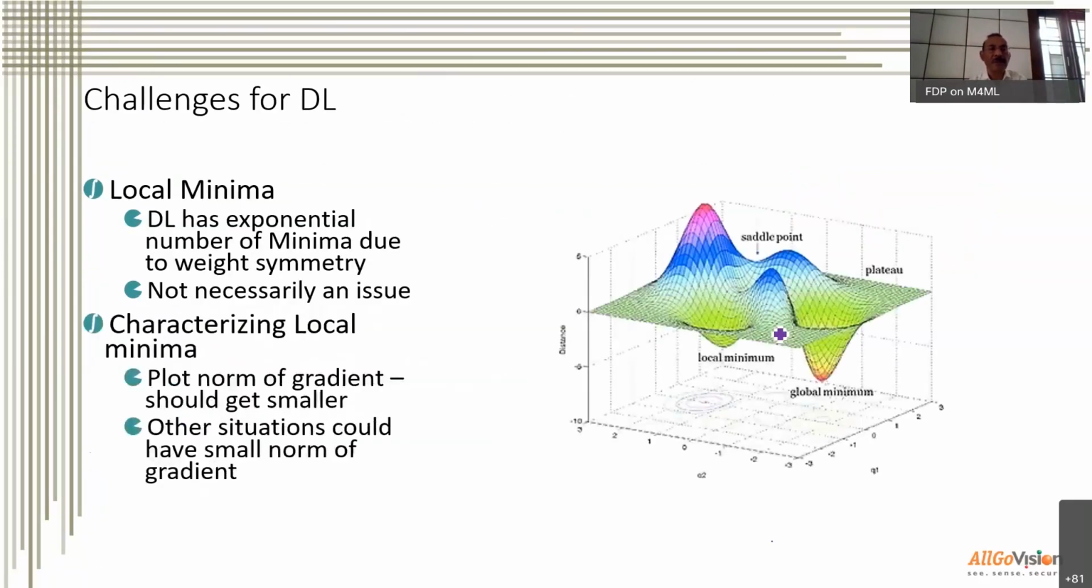Okay. Now this is another higher dimension view of global minima, local minima, and some plateau area where it's kind of flattish.